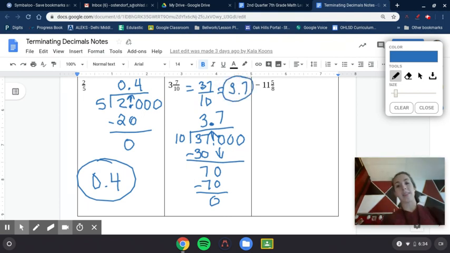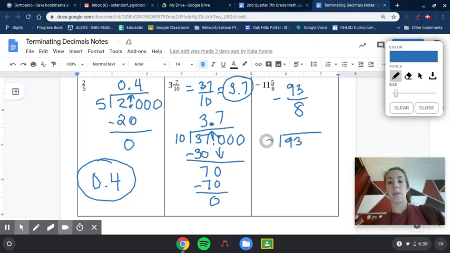Okay. Then the last one is a negative 11 5/8. So once again, this is a mixed number, and we're going to have to change it into an improper fraction. So I'm going to do bottom times the whole plus the top. So 8 times 11 is 88, plus 5 is 93 over 8. And it's a negative. So once again, the numerator goes inside the box while the denominator is on the outside. And I have to remember that this is a negative value, so I'm going to put a negative up there so that I don't forget. And then since it's a decimal, I'm going to add a decimal and some zeros.